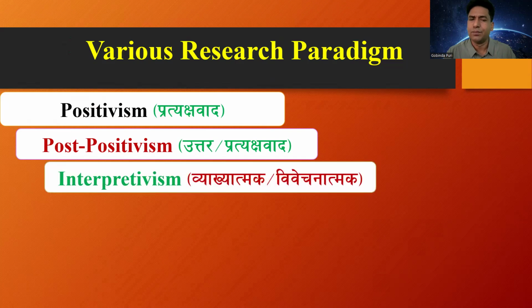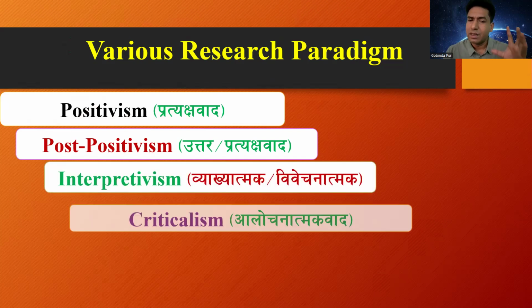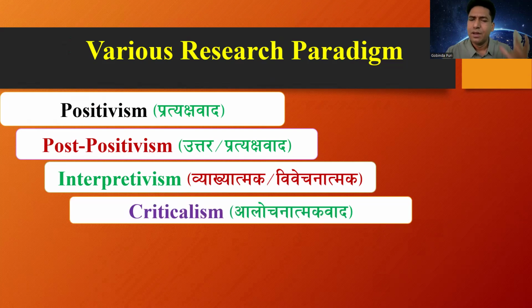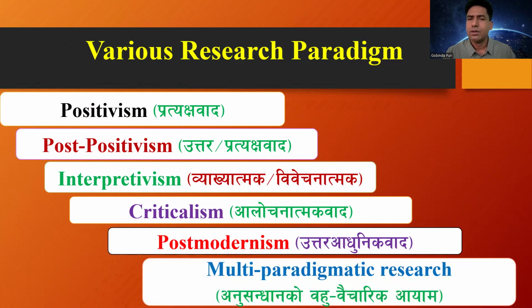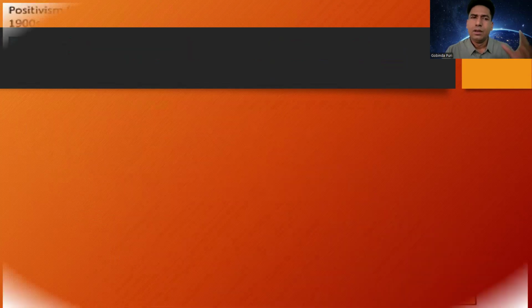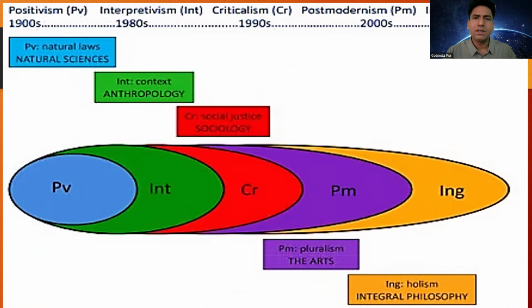Next one is interpretivism, the Kyatmak Vivechanatmak, we say. Next, criticalism, postmodernism, and multi-paradigmatic research. So they are in sequence. Look at here once. It's time. When it began, you can just see over here positivism, its time, and post-positivism, criticalism, postmodernism, interpretivism, according to the date. Which one is the oldest one?